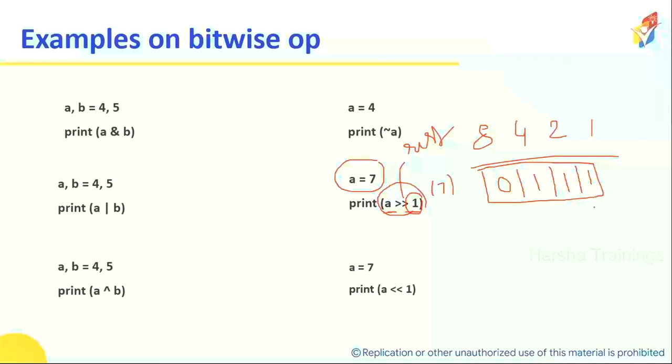Now let me do it like this. 4 points: first point, second point, third point, fourth point. Now this one will come here. This is one. This one will come here. This is one. This one will come here. Okay?